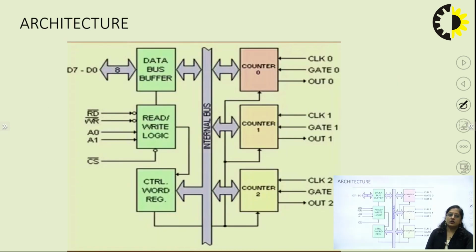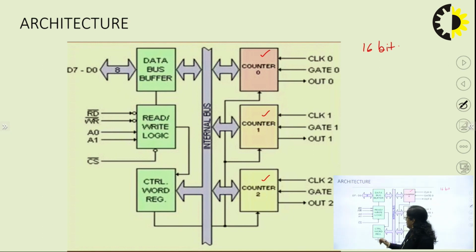This is the architecture, or block diagram, of 8253 as well as 8254. Here we find three counters: counter 0, counter 1, counter 2. All of these are 16-bit counters. We first have to configure these three counter registers, and we have to set the command word for this.